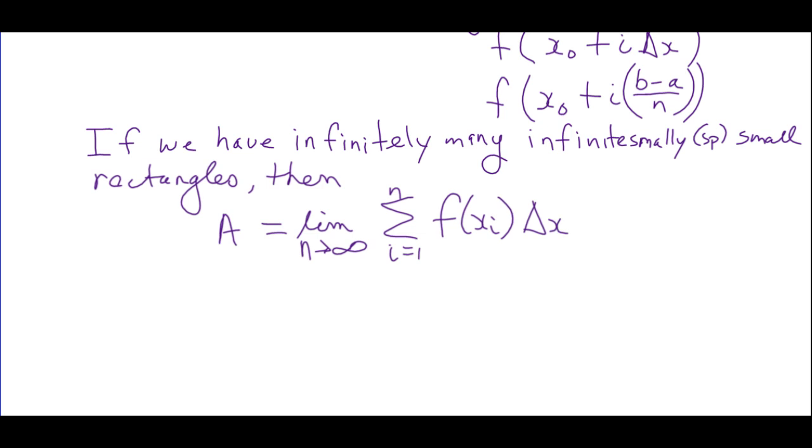So there's your formula for area: the limit as n approaches infinity of the sum from i equals 1 to n of f of x sub i delta x. We're going to add up infinitely many rectangles that are infinitesimally small as far as width goes. That's what will be infinitesimally small, the width. Now this is using the right endpoint.